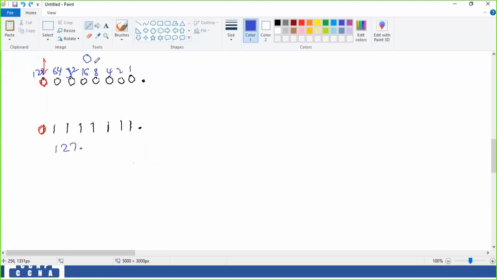From the first octet value, the second octet goes from 0 to the highest, 255. So the total Class A range is 0.0.0.0 to 127.255.255.255. All IPs in between come under which class of IP address? Class A. Is it clear, everyone? This is how we can classify.